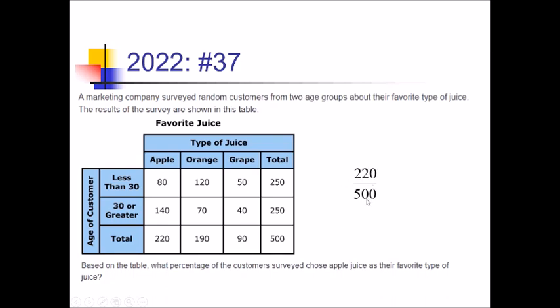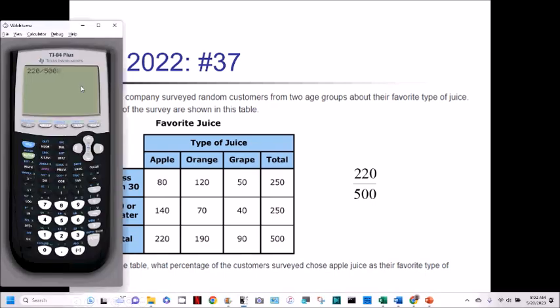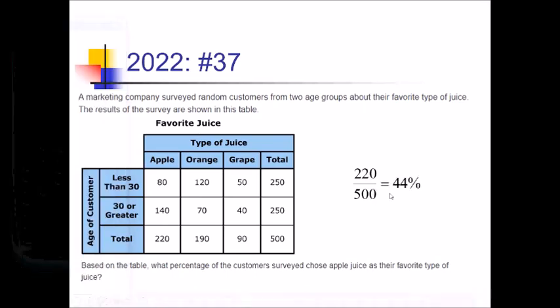And then we just have to divide that on the calculator if you want. Let me go ahead and do that. So doing that division, I end up with 0.44, which means I've got 44% as the total number of people who prefer apple juice. And all the other things in this table, again, we didn't really use them a whole lot. They were just sort of there as filler and distractors.